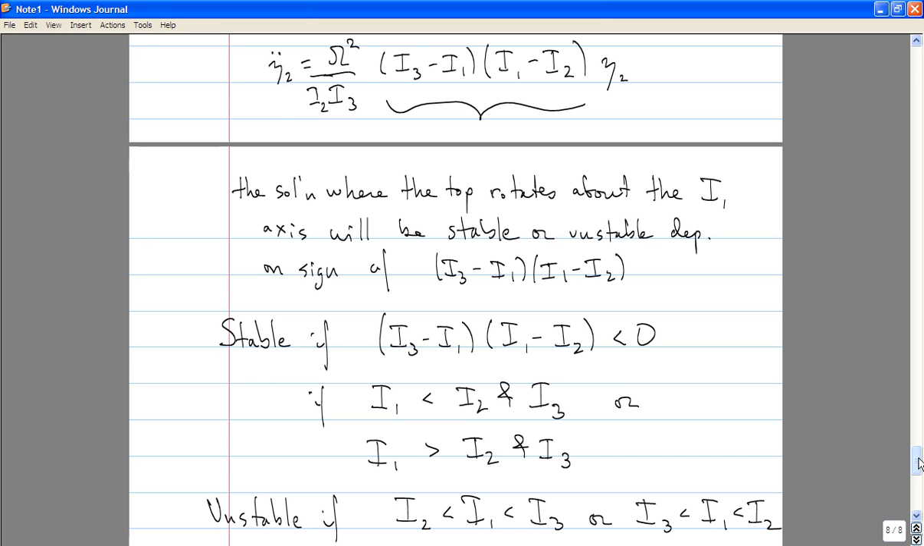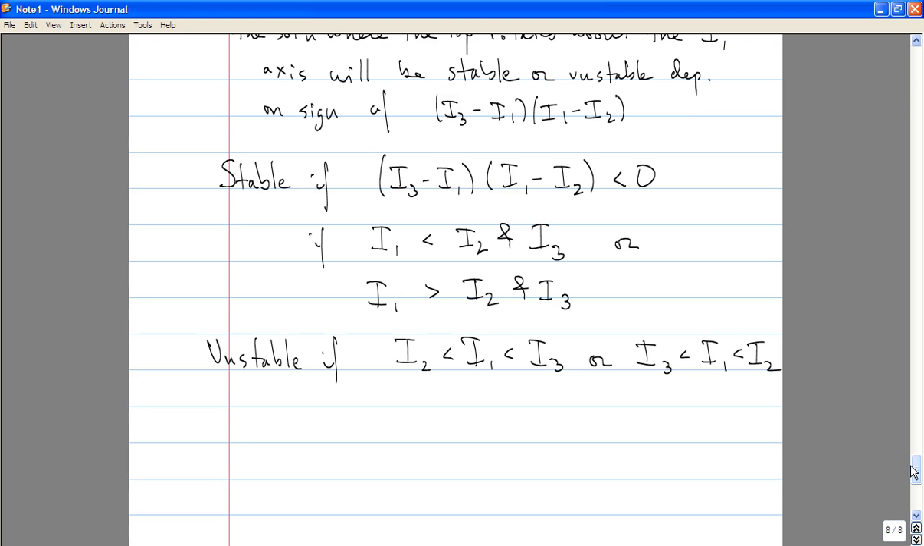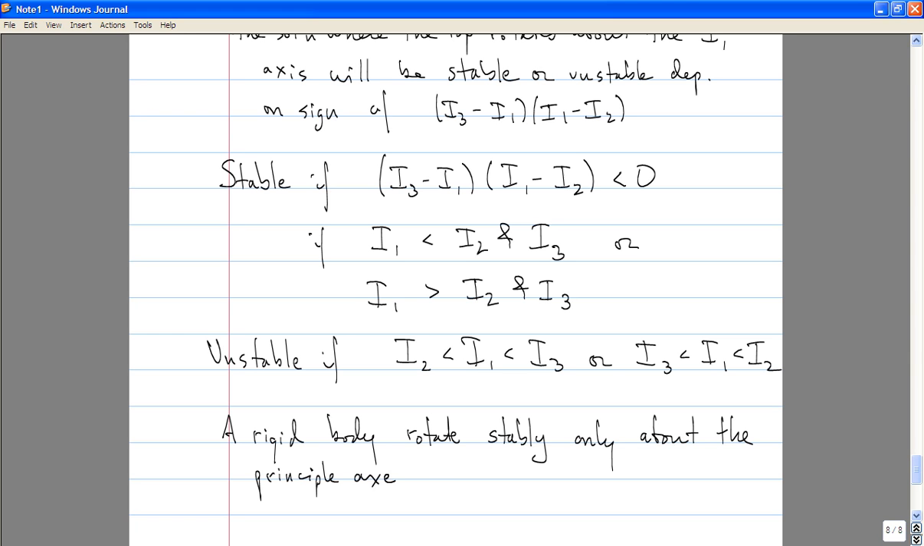So, a rigid body will rotate in a stable manner only about the principal axes with the smallest or largest moments of inertia.